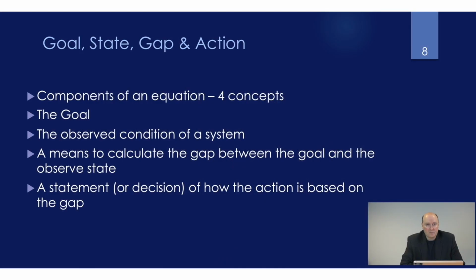How does it work? You've typically got 4 components to an equation. You've got the goal that is set within the system. You've got an observed condition of a system, which means the level that the system is actually at. And then you figure out a way, through a variable, an equation that is appropriate, to calculate the gap between the goal and the observed condition, or the observed state of a system. And that gap is going to drive a decision of how the action is based on that gap. And this is how a system dynamics model equation actually works.